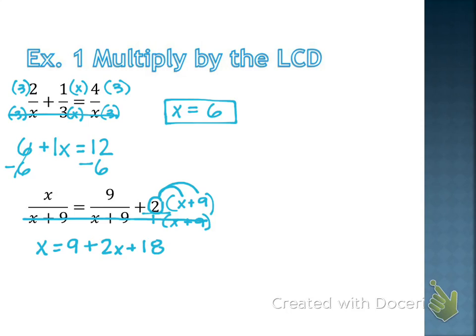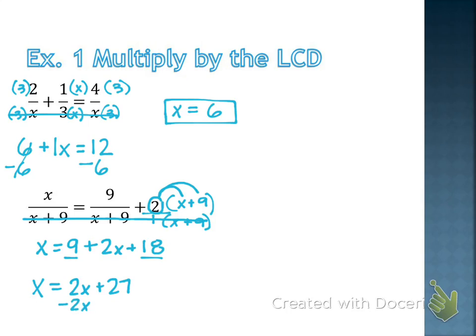All right, so now what we want to do is add like terms so that I can solve for x. Somebody tell me, what are the like terms that are already together on one side? 9 and 18. So do I need to subtract 9 to combine with 18? No, we just add them just like they are. So what's 9 plus 18? 27. X equals 2x plus 27. Now what would I do?